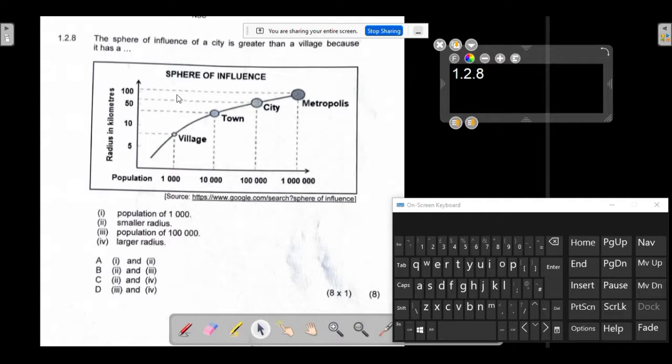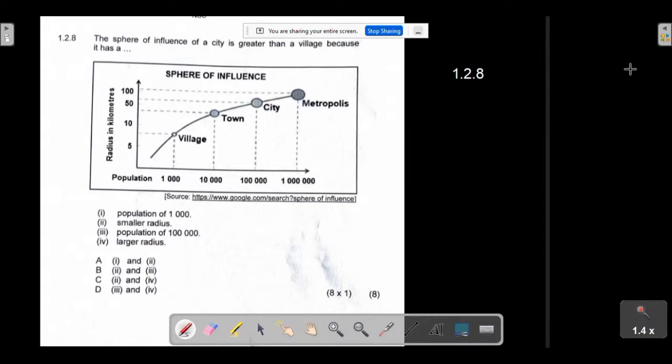So in the y-axis we have the radius in kilometers. Of course the radius speaks to the size. Is it small or is it big? Radius is the distance from the center of the circle to its circumference, so in this case it refers to the size. If it has a small radius, then it is small. Large radius, large.